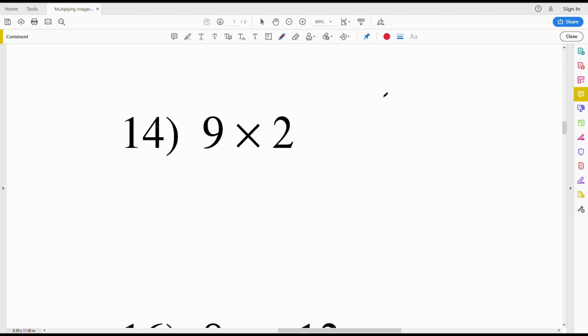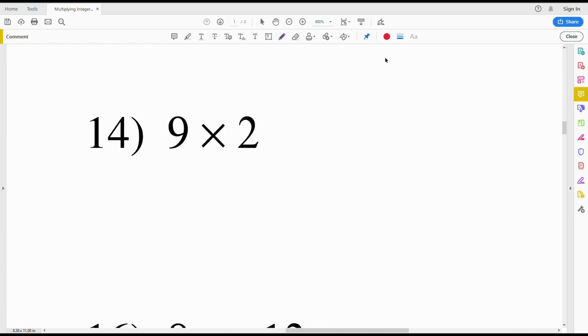In number 14, we have 9 times 2. Again, positive times a positive, that's going to be a positive. And 9 times 2 is 18. So positive 18 is our solution in number 14.